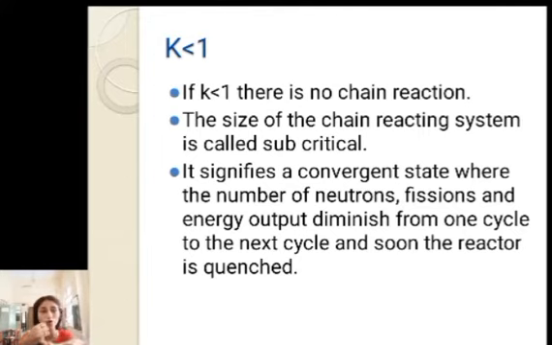It signifies a convergent state where the number of neutrons produced per fission goes on reducing. Suppose initially I have started with 3 neutrons but I get only 2 neutrons. If I use 2 neutrons, at the end I am not getting any neutron that way. So the number of neutrons or fissions and energy output diminish from one cycle to the next cycle, and then we can say that the reactor is quenched.